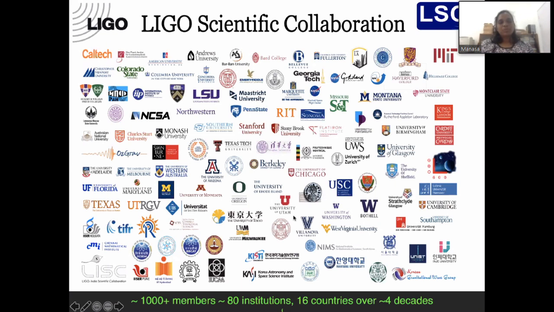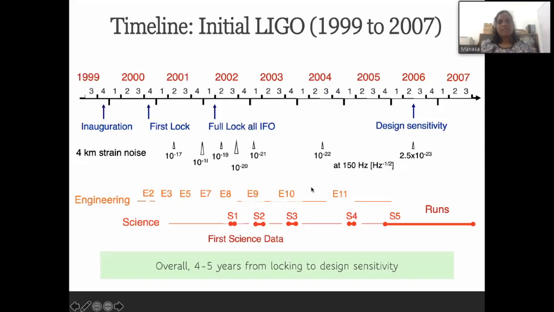And to put the detector together, it involved people from multiple institutions and multiple countries coming together and working for decades together till the first detection happened. If you look at the timeline for the detector, from the inauguration of LIGO in 1999, it took a few years before we reached design sensitivity and could have longer science runs.